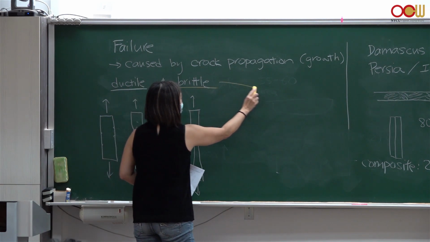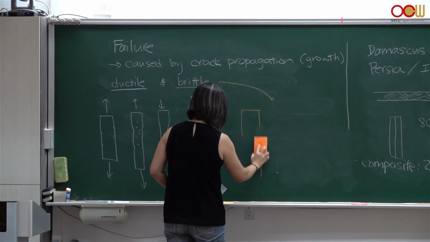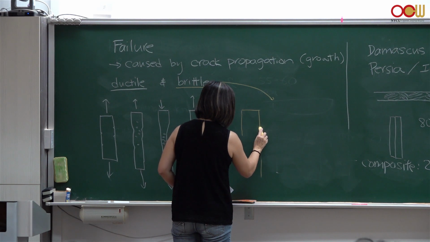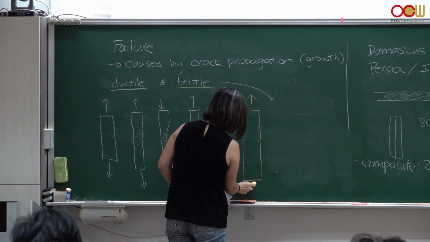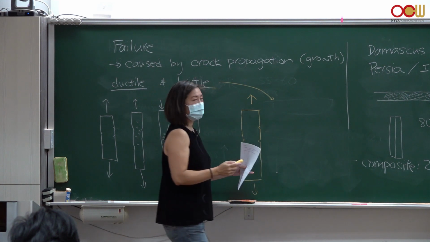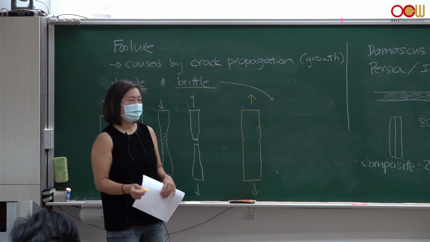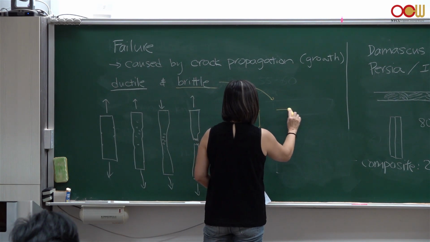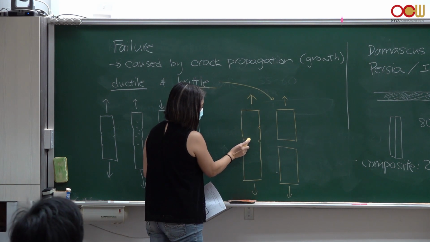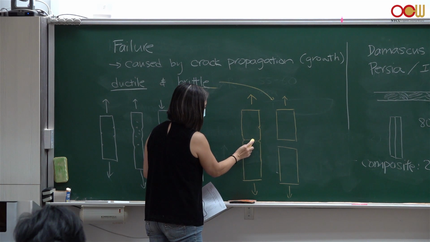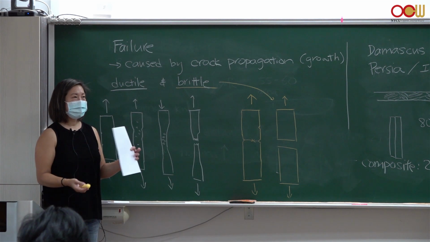If we look at a brittle material, same, we have small surface defects, something like that. Pull on the material. This is a brittle material, so no plastic deformation, so it just cracks. Maybe this crack growing in and this crack, they meet and it breaks, and that's it.